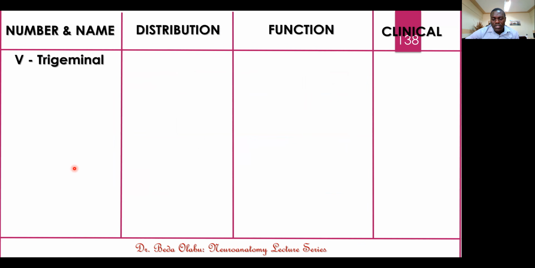The fifth cranial nerve is what we call the trigeminal nerve, called so because it has 3 divisions. So we use the term V to mean trigeminal, but because the trigeminal has 3 divisions, those 3 divisions are also given that type of naming system, except that now the first, second, and third are given in Arabic. So we call it V1, V2, and V3. V1 is the ophthalmic nerve, V2 is the maxillary nerve, and V3 is the mandibular nerve.